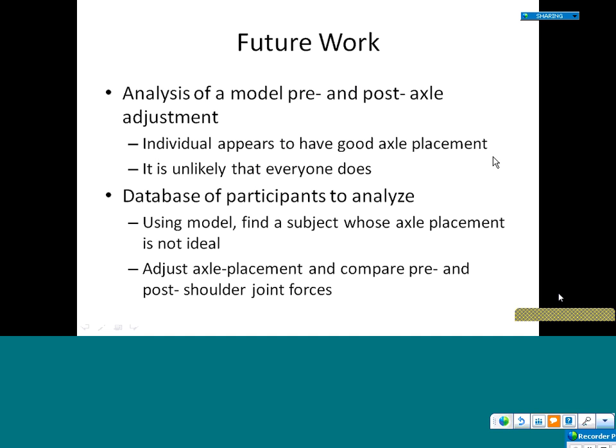So we have a database of participants to analyze, and as I go through, like I said, this individual that I am looking at currently appears to have good axle placement. However, I'm sure that there are some individuals that I will be looking at who do not. And using the model, I want to find one of those subjects to run this pre- and post-axle adjustment study on. So that is where this is currently headed.